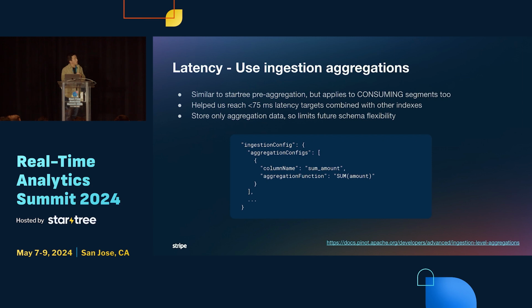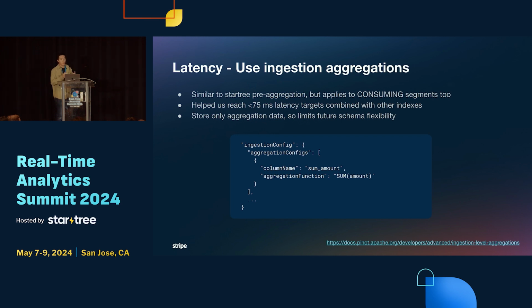Another improvement that we contributed back to open source was ingestion level aggregations. This is a feature that my team worked on. To reach the low latency needs of our time series aggregation platform, we use ingestion aggregations to only store the pre-computed aggregation value. So instead of storing event level data in Pinot, we're just storing the pre-computed aggregation. This is kind of similar to the StarTree index, but it applies to the consuming segments as well.